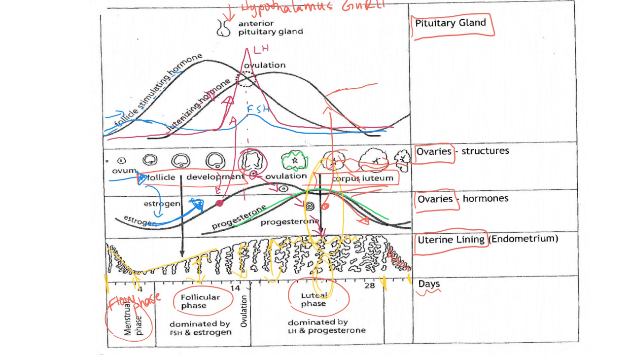So that's the menstrual cycle in terms of looking at what happens in each of the structures, including the endometrium and the days that are involved.